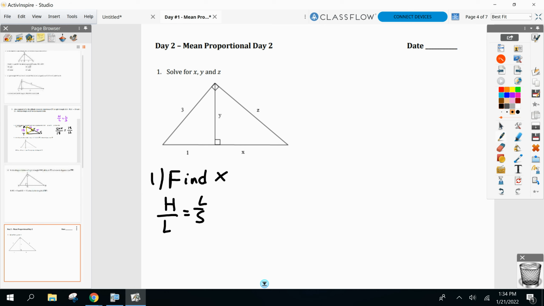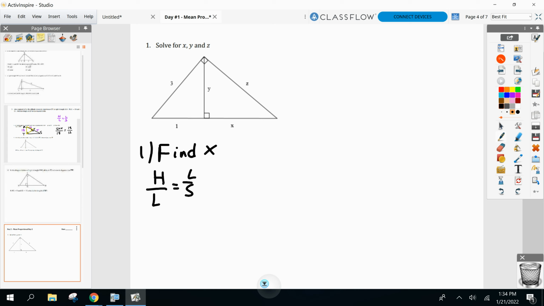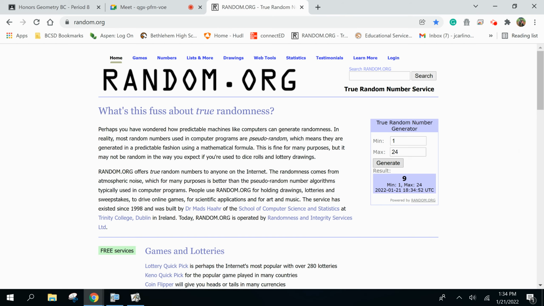Again, we're doing this as a class. You do not have to find X first. You could have found other variables first instead. But we're doing this as a class, so let's find X first. Hills. You guys ready? How long is the hypotenuse? We ready for this one?